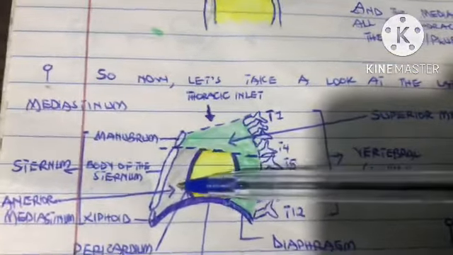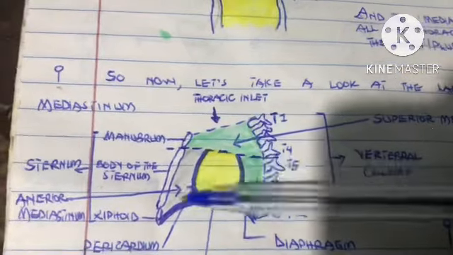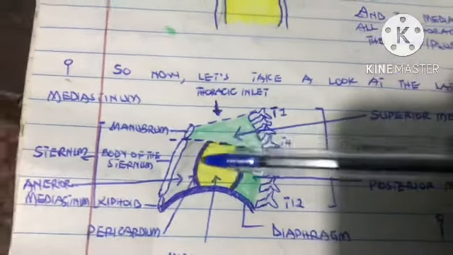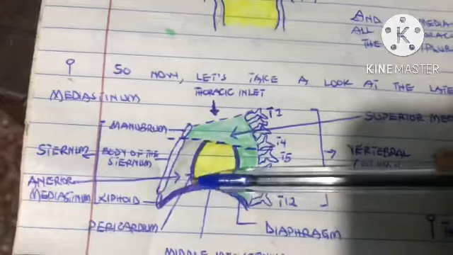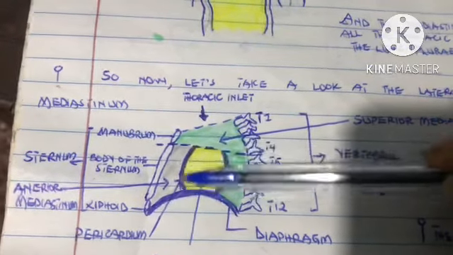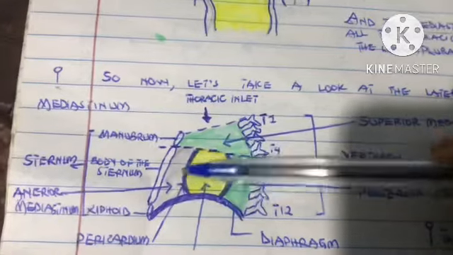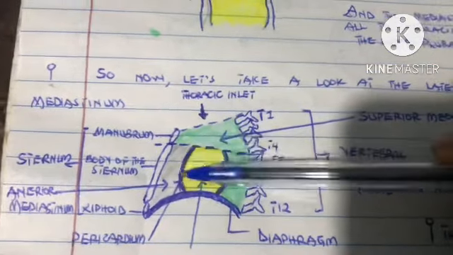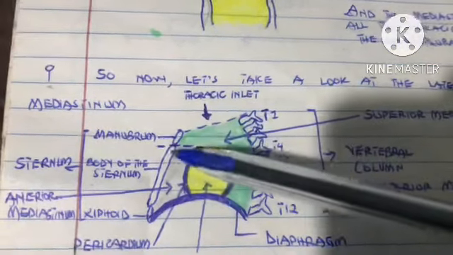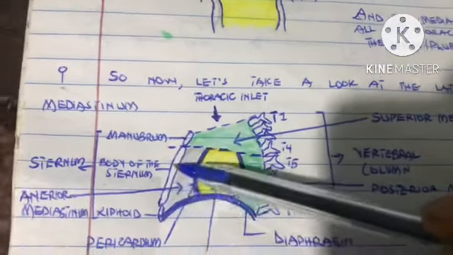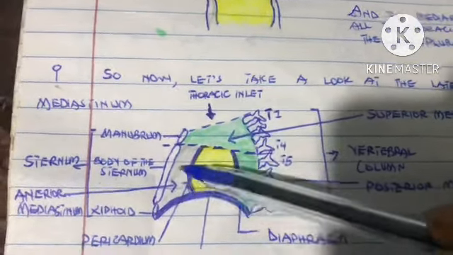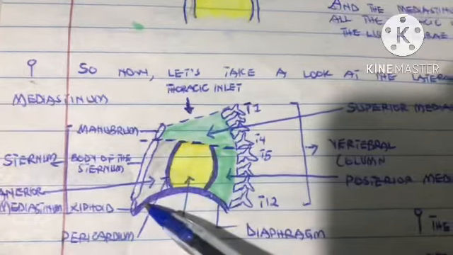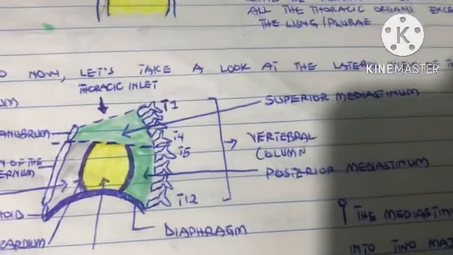Now let's look at the anterior mediastinum and its boundaries. You can see that this structure here, we all know, is the pericardium. This pericardium bounds the anterior mediastinum posteriorly. And anteriorly, this is the body of the sternum, so the body of the sternum bounds the anterior mediastinum. And inferiorly, there is the diaphragm.